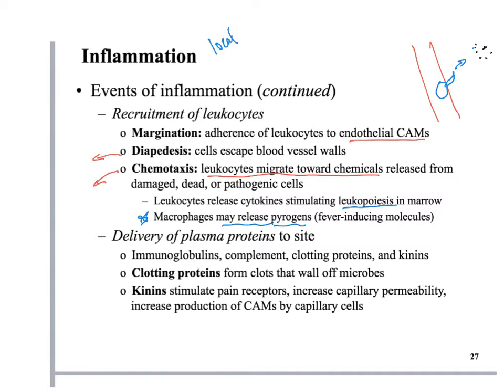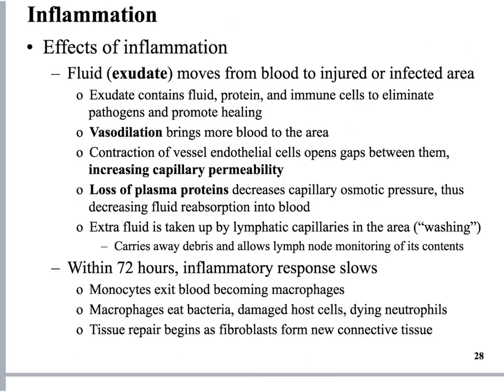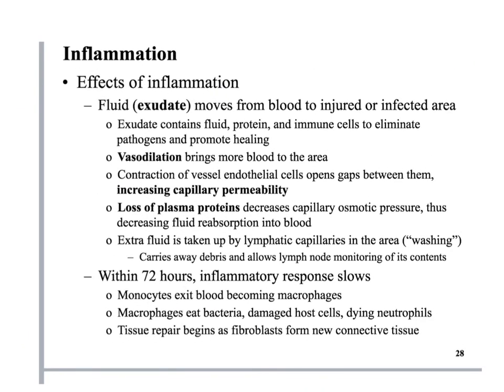With all that extra blood flow and extra permeability, you have more immunoglobulins, clotting proteins, and these things called kinins, which stimulate pain receptors. All of this further increases capillary permeability, and all of this is kind of still moving through. You end up with some effects of this. With increased permeability and vasodilation, you end up with more fluid in the tissue. It moves from the blood to the injured and infected area, so we get fluid moving out of the blood into the tissue.